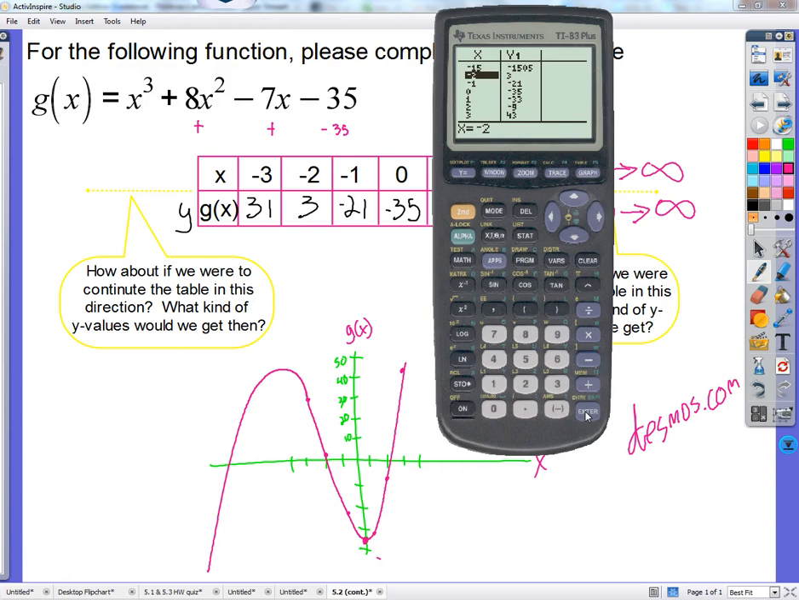At negative 9. Yeah. Because at negative 8. So let's forget. There's negative 9, and here's negative 8. So at negative 8, we have a positive, and at negative 9, we have a negative. So somewhere between there is where it crosses the x-axis. Yeah? Cool.